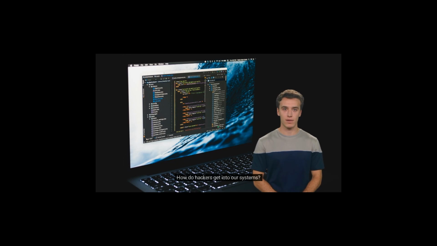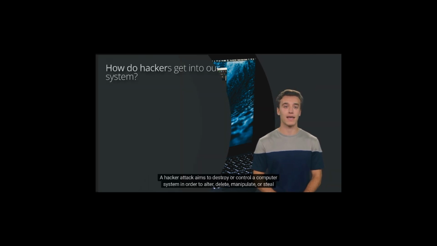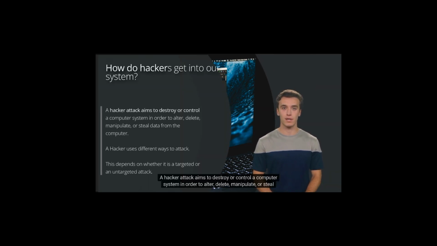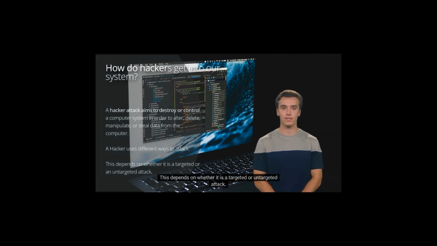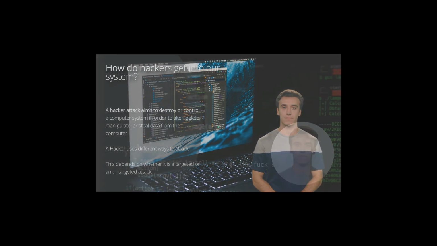How did hackers get into our systems? A hacker attack aims to destroy or control a computer system in order to alter, delete, manipulate, or steal data. A hacker uses different ways of attacking. This depends on whether it is a targeted or untargeted attack. In an untargeted attack, hackers try to penetrate as many systems as possible. They look for vulnerabilities in the software code through which they can gain access without being detected or blocked. In a targeted attack, on the other hand, the hackers target specific organizations.